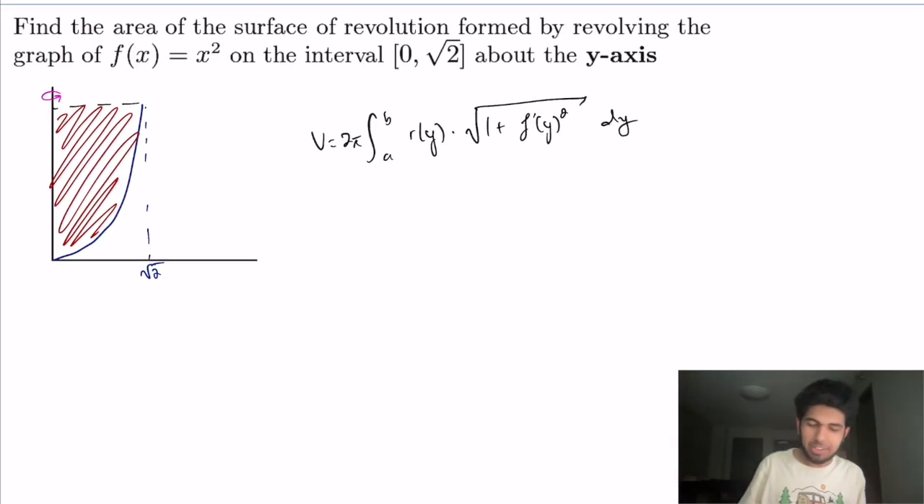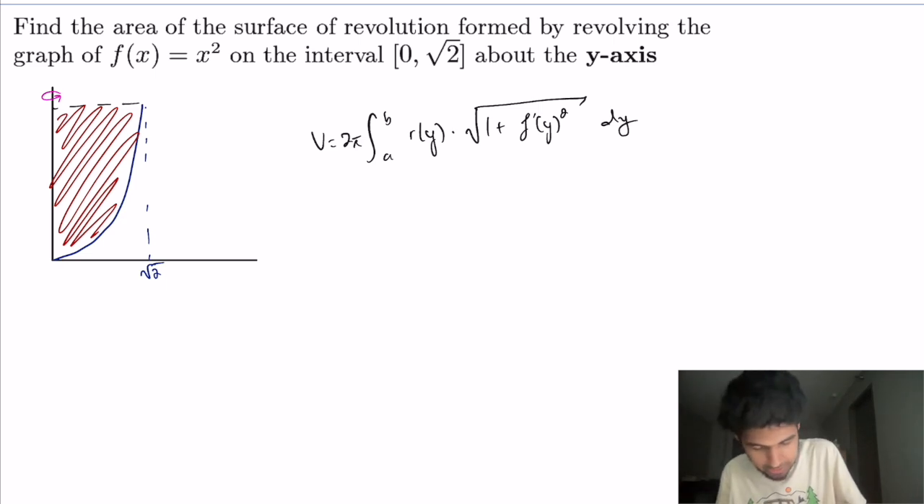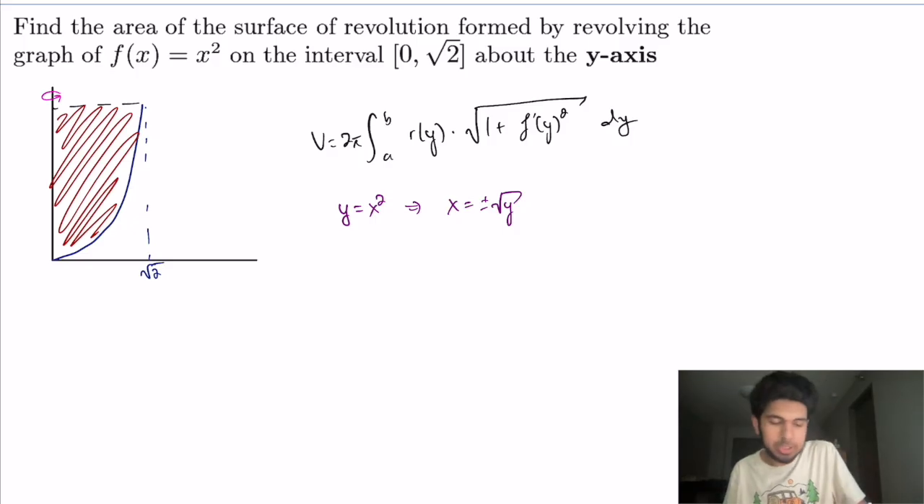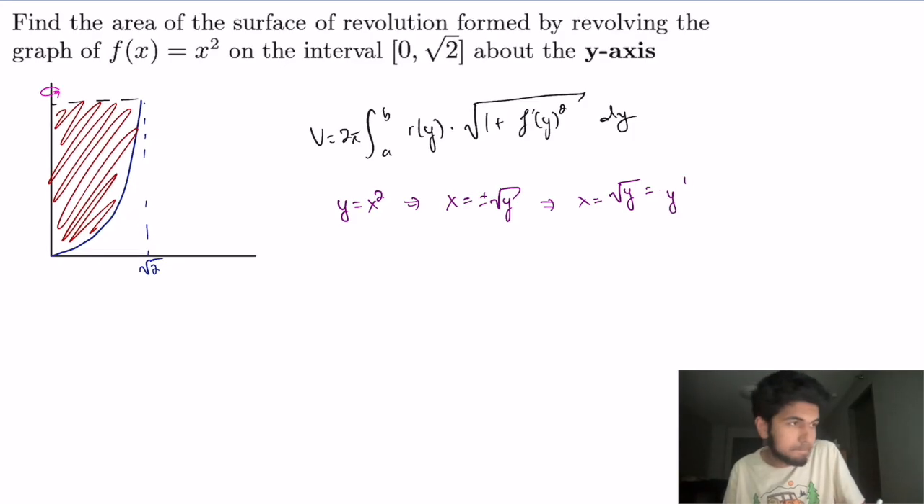Okay, so now it's a little bit of an extra step where we have to solve for y, but that should not be too bad. So we can let y equal x squared, because that's what we're given. And that means x is equal to plus or minus the square root of y, but since we're looking in the first quadrant, it's going to be x equals the square root of y, which I'll call y to the 1/2. Okay, so that's what we're dealing with here.